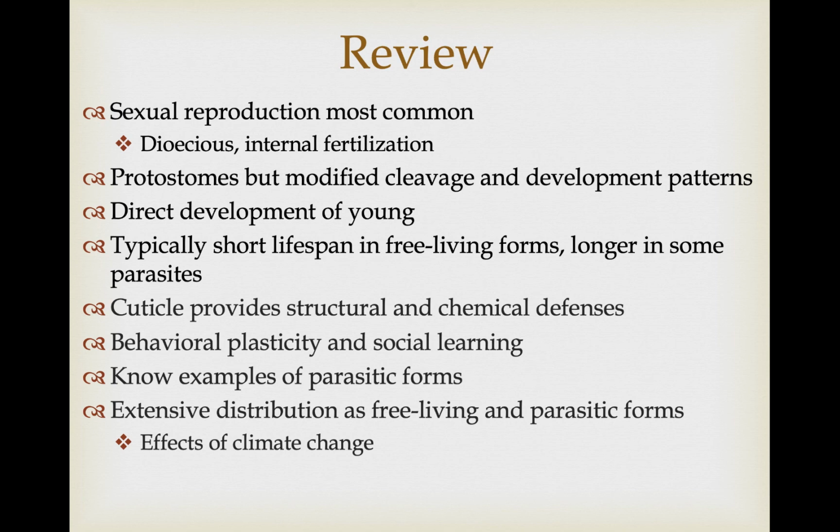Even for simple animals, they do show some behavioral plasticity and different behaviors as they react to different environmental cues, like chemical cues. And this information can be learned from individual to individual within the same nematode species and even across nematode species in a free-living community. So I talked about several examples of parasitic forms of both plants and animals, and I do want you to know those details, those representatives. And lastly, we did talk about the extensive distribution of these free-living and parasitic forms and how climate change may be affecting each of these in different ways.